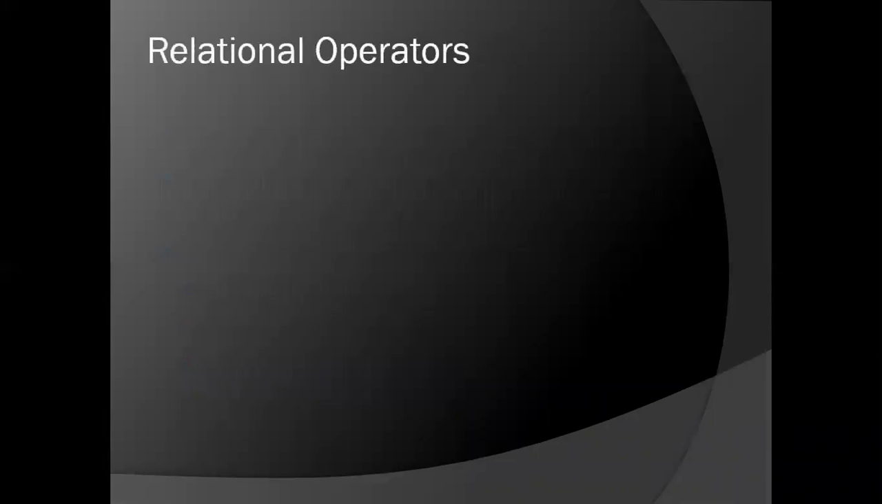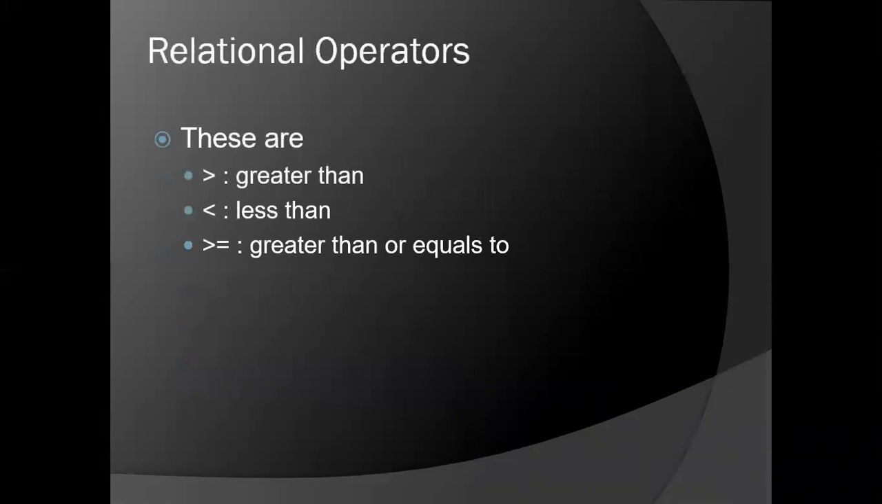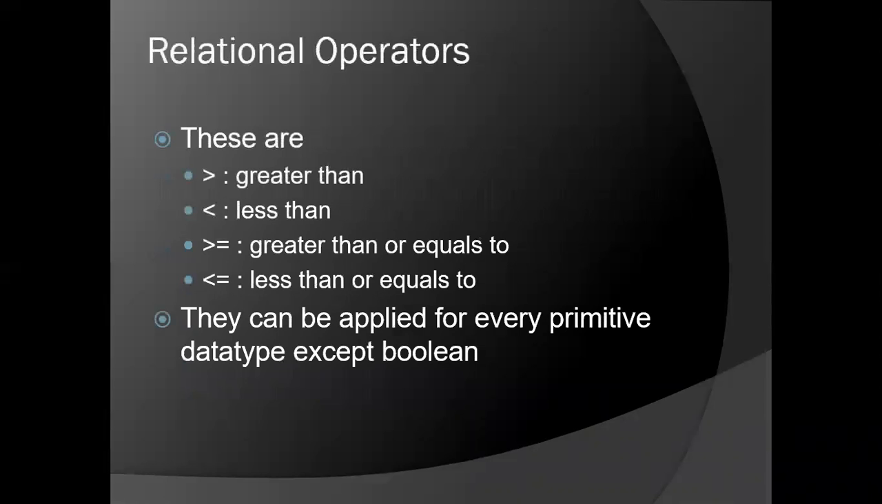Relational means you want to check the relation. The relation can be greater than, less than, greater than equals to, less than equals to. And the output is always true or false. That can be applied for every parameter except Boolean. You cannot say that false is greater than true or true is greater than false. There is no correlation, so you cannot apply it on Boolean. The rest you can apply on every other primitive type.